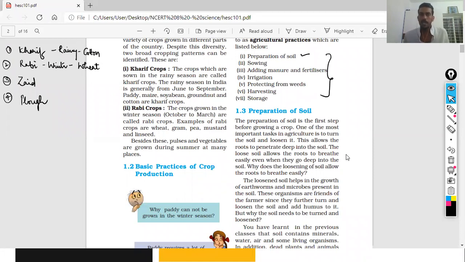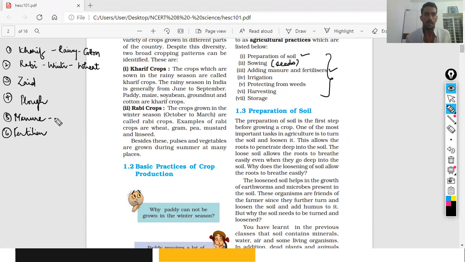So you would first be preparing the soil, and then you would be sowing the seeds, after which you would be adding manure or fertilizers. Now, this is where a very important part comes in. You would want to be very clear if it is a manure or a fertilizer that you want to add. Manure is more natural, while fertilizers are a bit chemical, right? So there's a bit of difference between them.